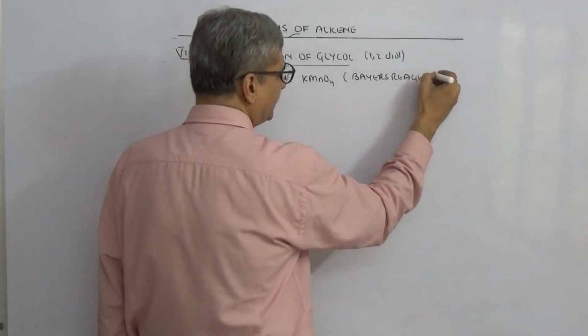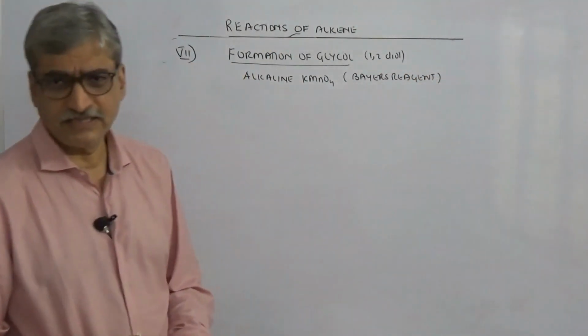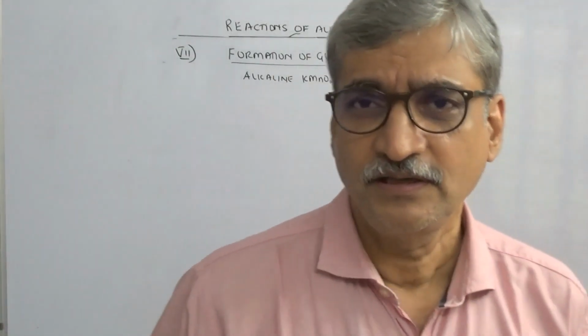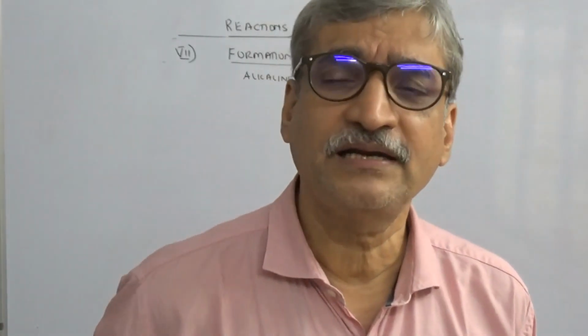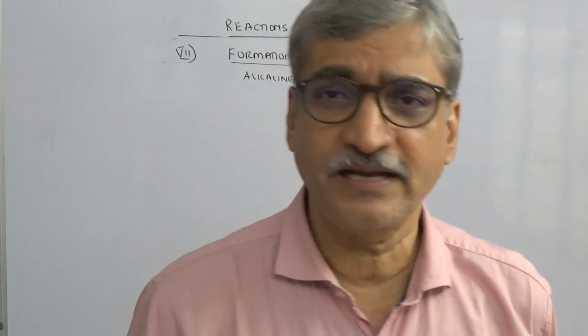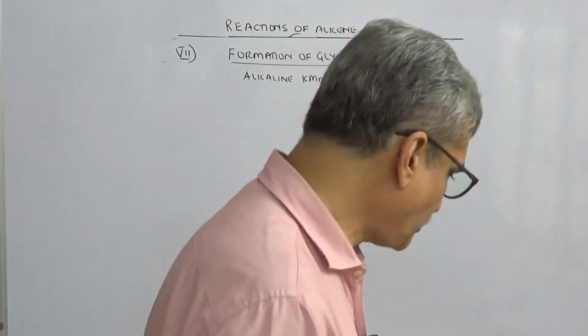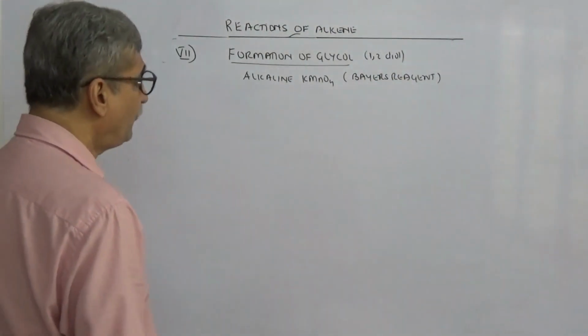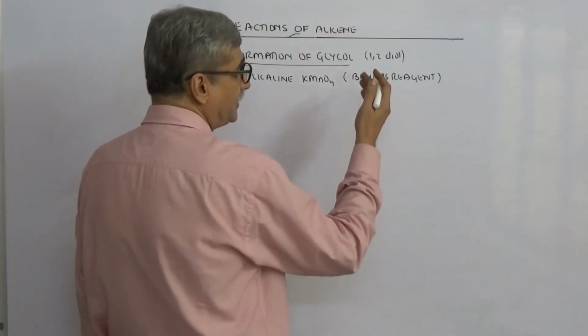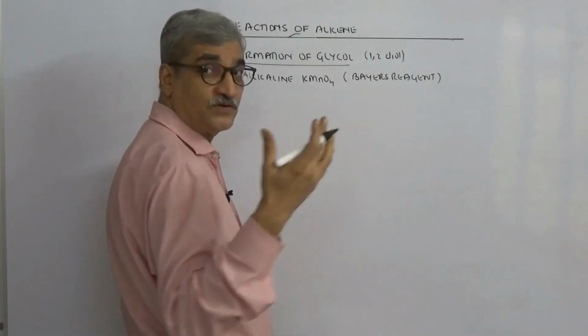It's a very simple test. You know what we do? We just take the substance and add 2 drops of alkaline KMnO4. If it is not an alkene, it will leave a violet color. If it is an alkene, the bonds will break, hydroxylation will take place, and it will decolorize. So the decolorization of alkaline KMnO4 is a sure shot test for the presence of a double bond. Okay, so this is a test for unsaturation.